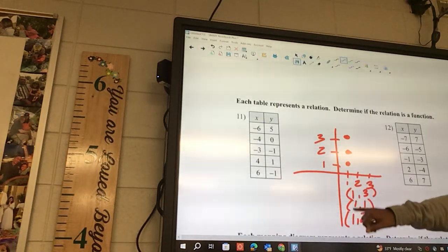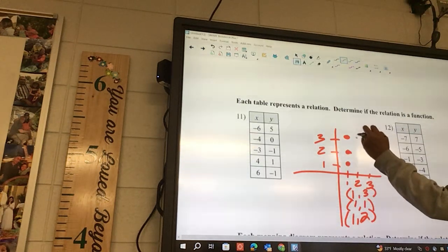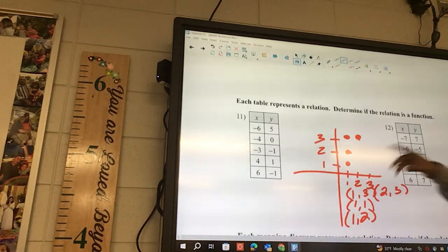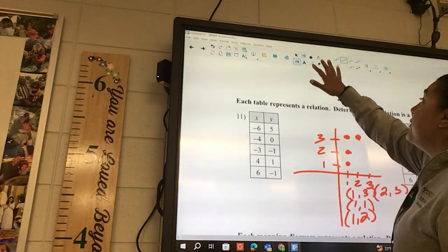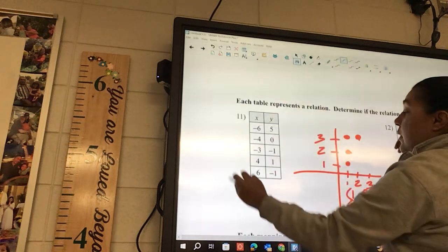If you have any repeating x values, then it's not a function. Okay, so we cannot have a repeating x value. You can have a repeating y value, because I can have 2, 3 also marked. Okay, 2, 3. We can have repeating y values, but we cannot have repeating x values. So if we look at 11, is that a function? Yes, it is.